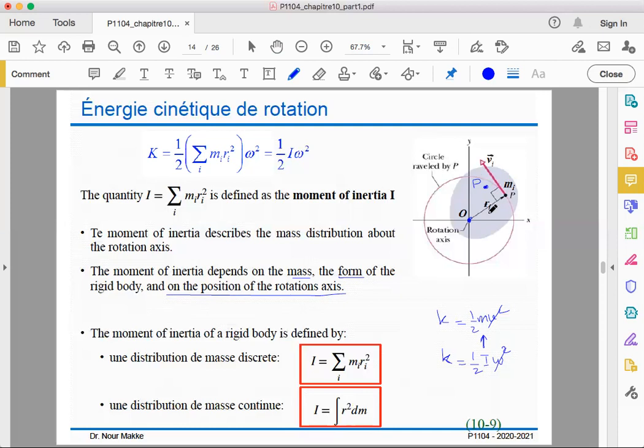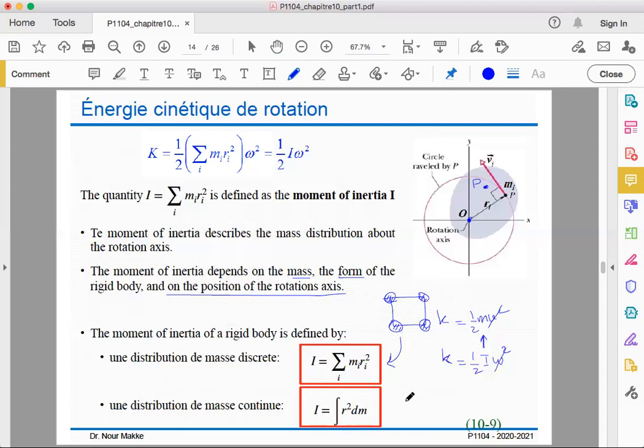Now, in general, when you have a system that is composed of a discrete distribution of masses, you can write I in this form. For example, if you have a system like this with 4 particles M1, M2, M3 and M4, and these masses are connected through some lightweight cord or lightweight rod, pardon, then in this case we consider it a discrete distribution of mass, and we apply this expression for the moment of inertia.